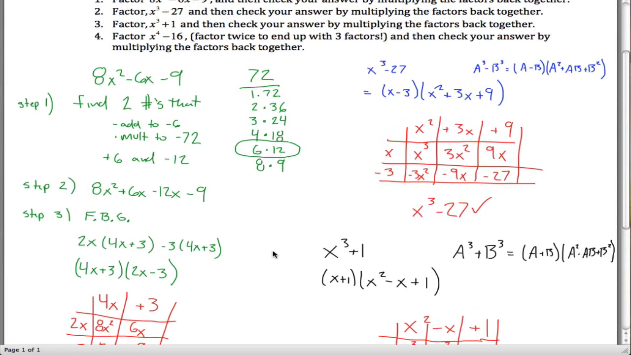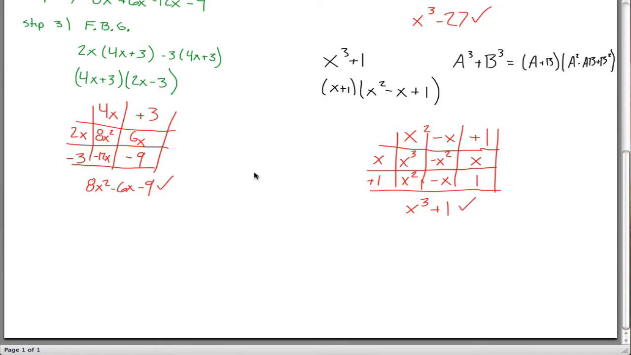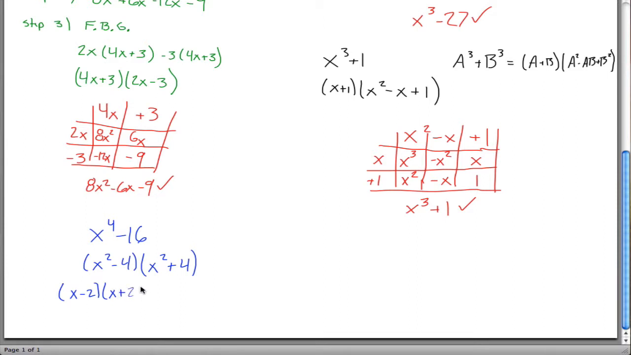Finally, there's one more. X to the 4th minus 16. The trick for this one is to notice that you have a difference of squares. So if it's difference of squares, we can write it as x squared minus 4 and x squared plus 4. But then this first one is still a difference of squares. So we can write this as x minus 2 and x plus 2. This one we can't do anything with. So we leave it as x squared plus 4. And so what we get is that this is the factored form here.